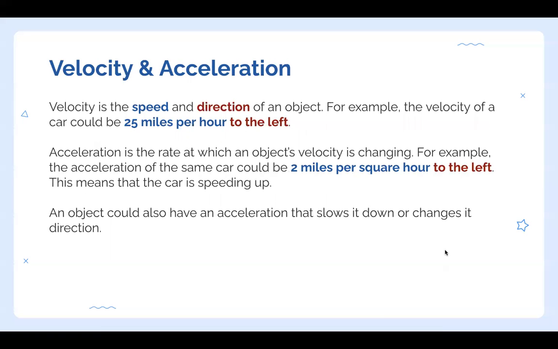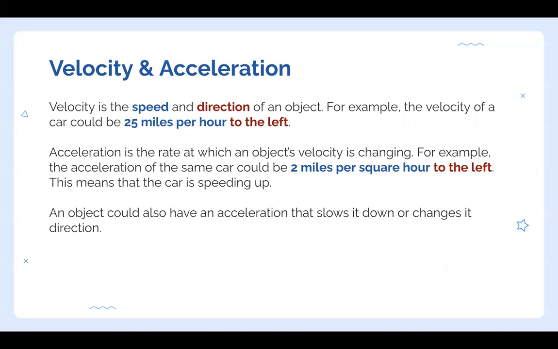The next concept we're going to talk about is velocity and acceleration. Velocity is the speed and direction of an object, and speed is just how fast the object is traveling. For example, a car could have a velocity of 25 miles per hour to the left. 25 miles per hour is the speed, and to the left is the direction. It's really important that when you're talking about velocity, you make sure you have both components, speed and direction, together.